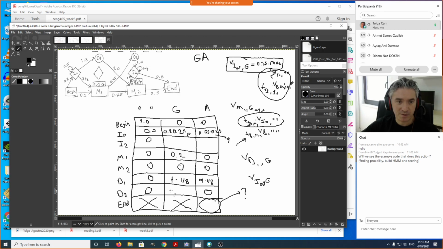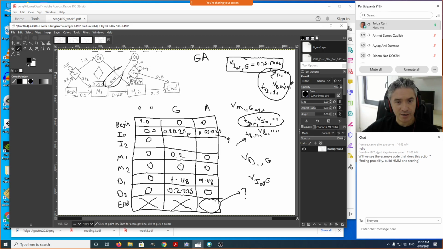And D2G, there will be only one possible path, which is going to be this 0.2 times the transition probability from M1 to D2, which is 0.25, which is here. Therefore, 0.2 times 0.25. 0.2 was the best path that ended at M1 and produced this G. So we have filled in most of the entries. The only thing that is left is I2. Let's quickly go over them too.